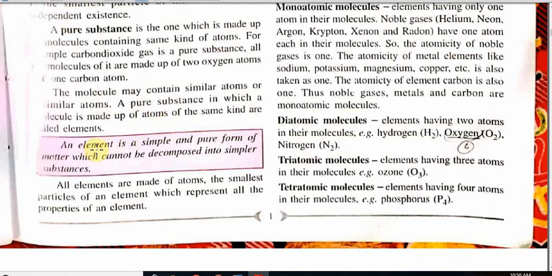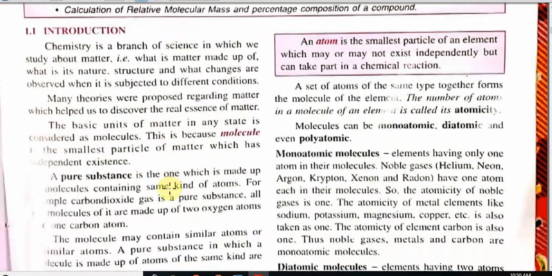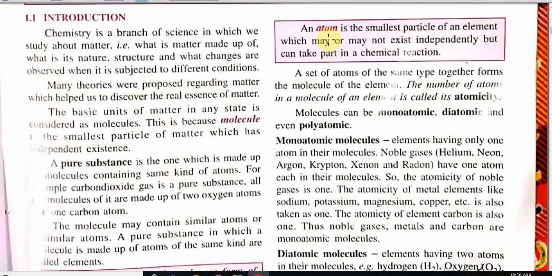Now we can define the term element. The definition of element was also present in class 8. An element is a simple and pure form of matter which cannot be decomposed further into simpler substances, and all atoms constitute an element. It means that all atoms of a particular metal or non-metal or element will be similar. Means all atoms of iron will be similar, all atoms of silver will be similar. But remember, atoms of silver are different from atoms of iron or atoms of any other element.